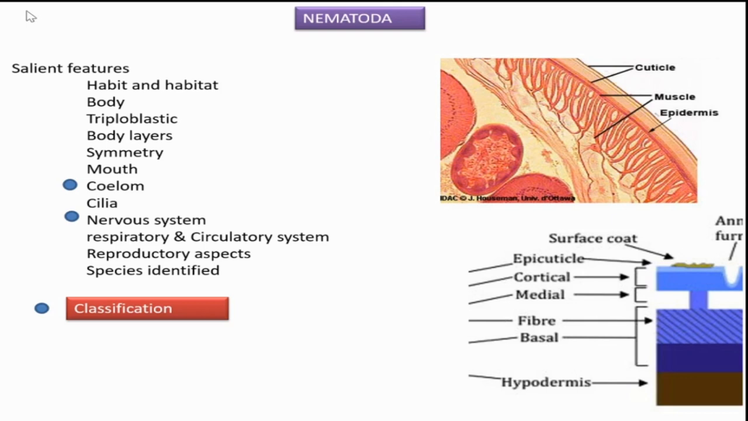Then regarding the body. The body is cylindrical, we know how it looks. It is elongated, cylindrical and elongated, and also tapering at both ends. It is also triploblastic. Triploblastic means the body consists of three layers, and also the body is unsegmented.